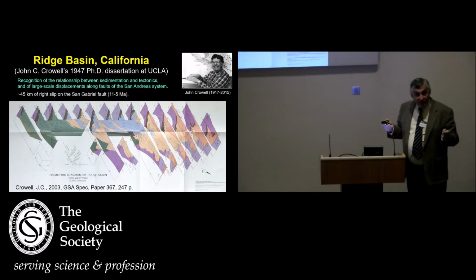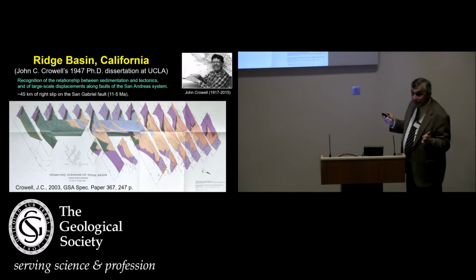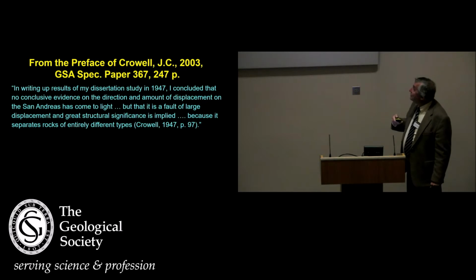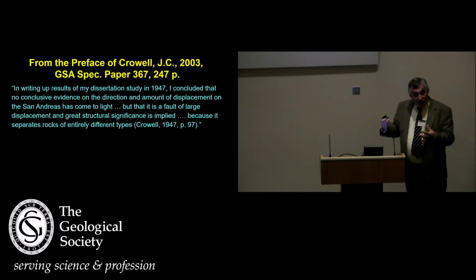So at a time when most people like Marshall Kay were thinking about things being basically static, the folks in California, and particularly Kroll, were thinking about large displacements. And in his dissertation, he writes, in writing up the results of my dissertation study, I concluded that no conclusive evidence for the direction and amount of displacement has come to light, but it has to be a big fault because the contrast across the fault is so large.